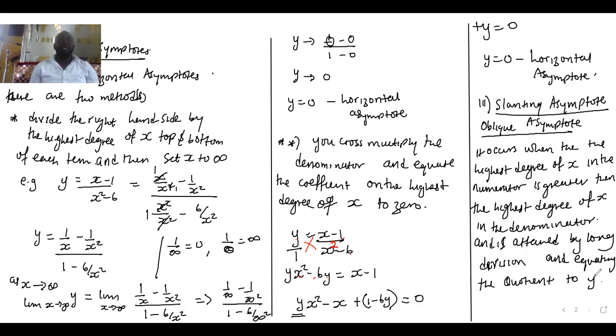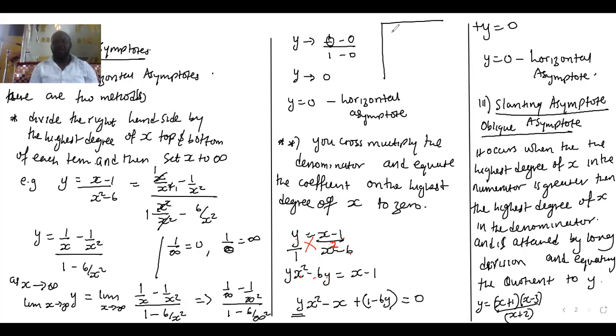So you divide the numerator and the denominator of the function by long division, then the quotient you attain is the slanting asymptote. For example, (x plus 1)(x minus 3) divided by (x plus 2). So these are the kinds of curves we are talking about which are oblique.